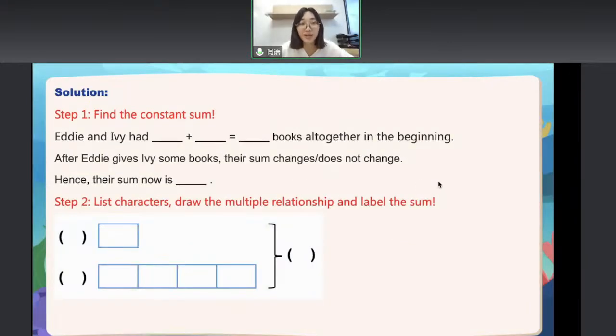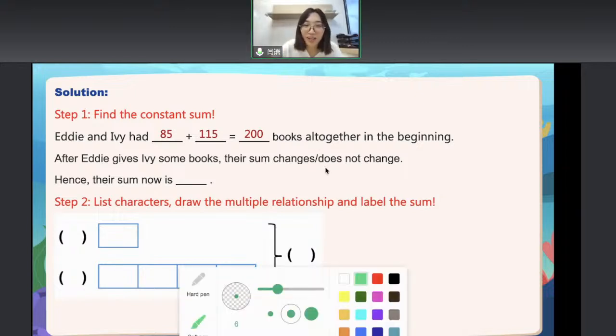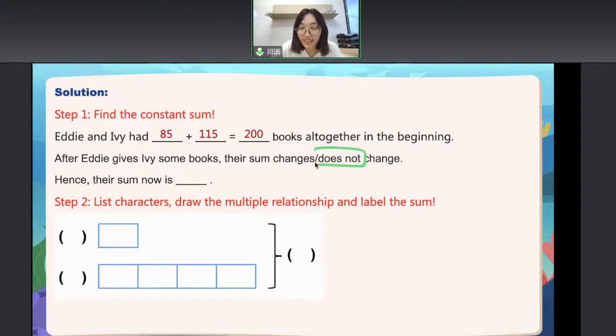Okay, let's try to fill in the blanks. Firstly, you can see the constant sum. What's the sum here? They have 85 and 115, which is 200 books altogether in the beginning. After Eddie gives Abby some books, does their sum change or not? Okay, good job. So here you need to circle that their sum does not change. Then, what is the sum? Yes, the sum is still 200.